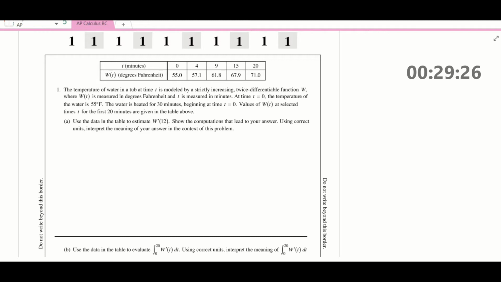So part A. Use the data in the table to estimate W prime of 12. Show the computations that lead to your answer. Using correct units, interpret the meaning of your answer in the context of the problem.